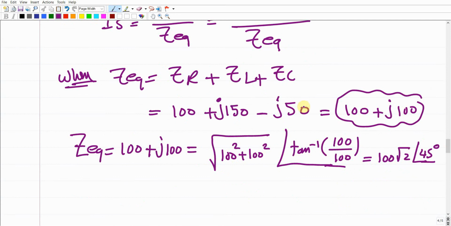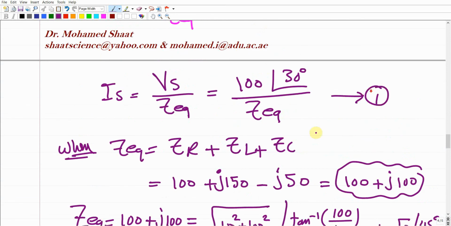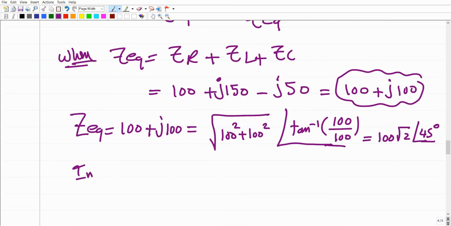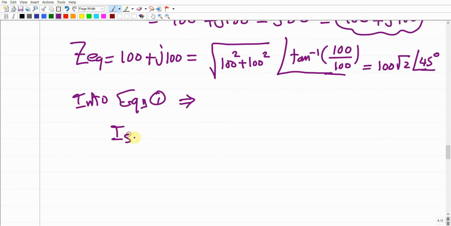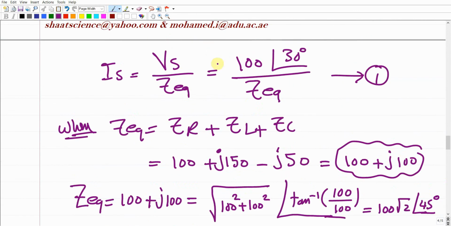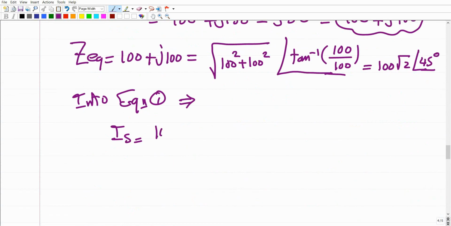Now we're going to plug this one into this equation. Let us call this equation 1. So now we're going to substitute into equation 1. We're going to end up with Is in this form: the Vs is 100, and the angle is 30 degrees, over 100 square root of 2, and the angle is 45 degrees.